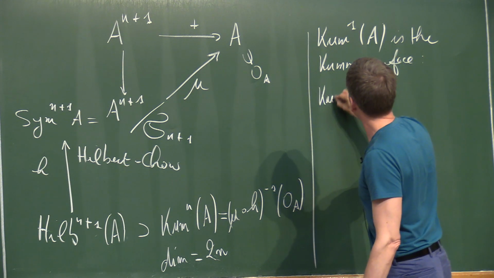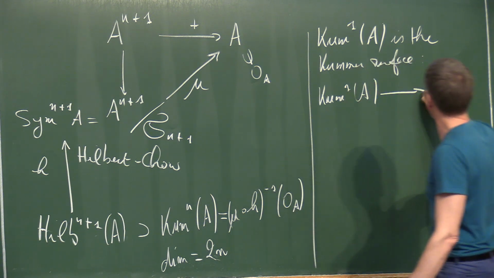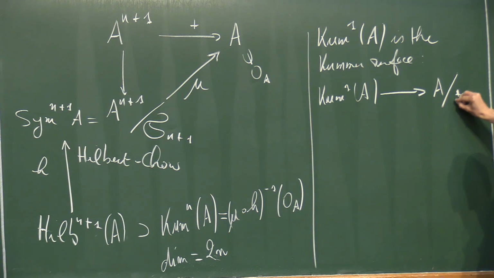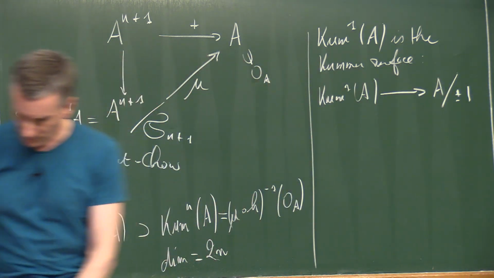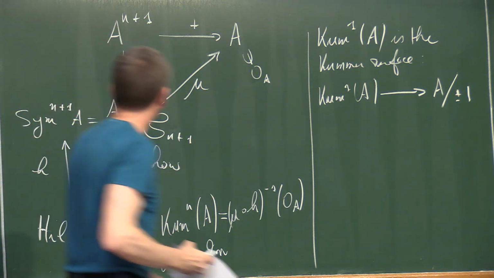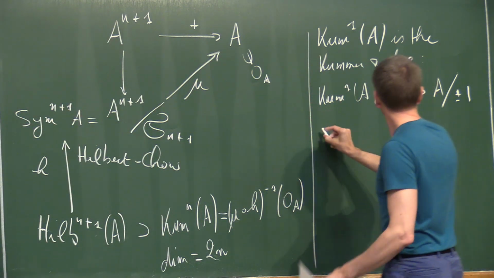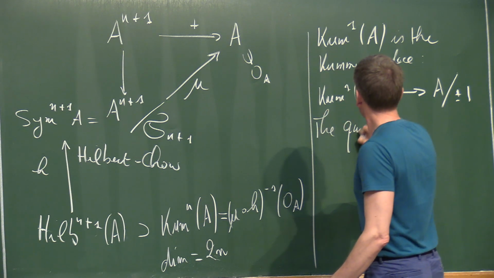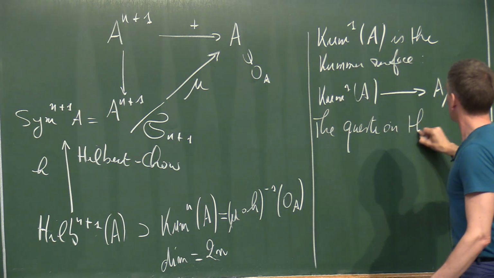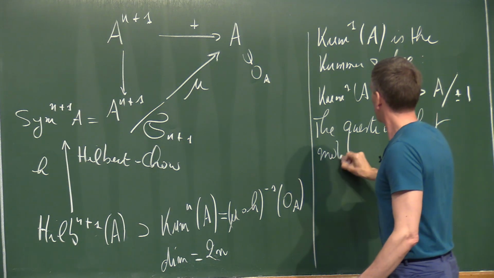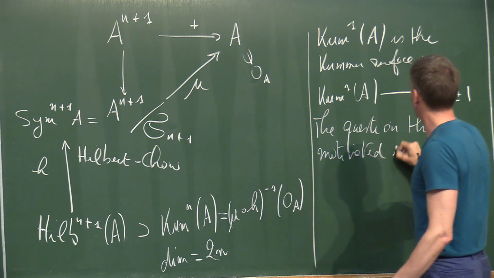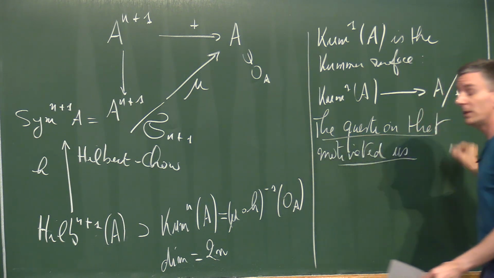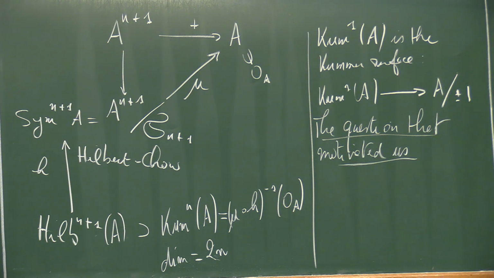That is, it is the minimal resolution of the quotient of A by plus minus identity. So now the question that motivates us, I would say motivated us, because as usual we start with a motivation and at the end we do something else, inspired by this motivation, but what it gives is not related to the motivation.